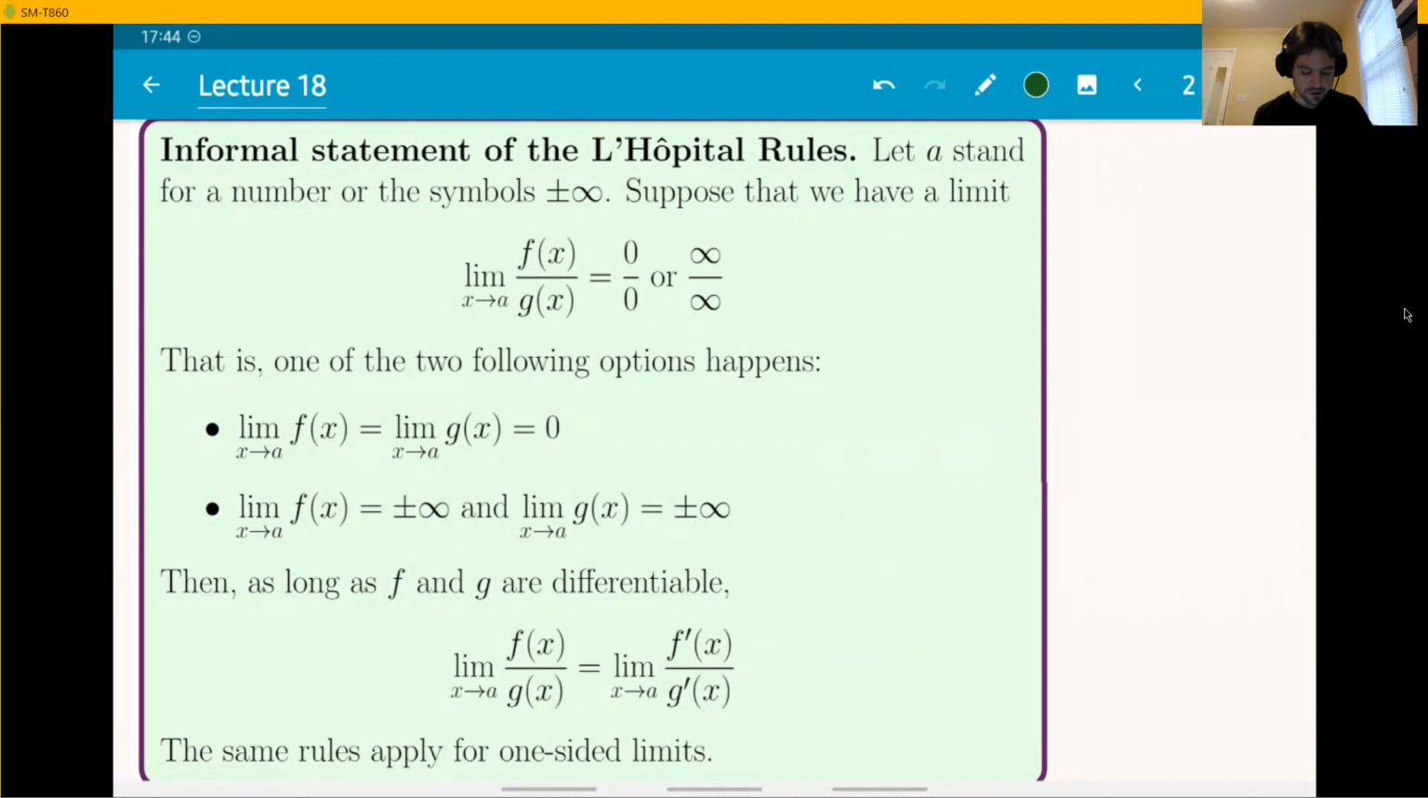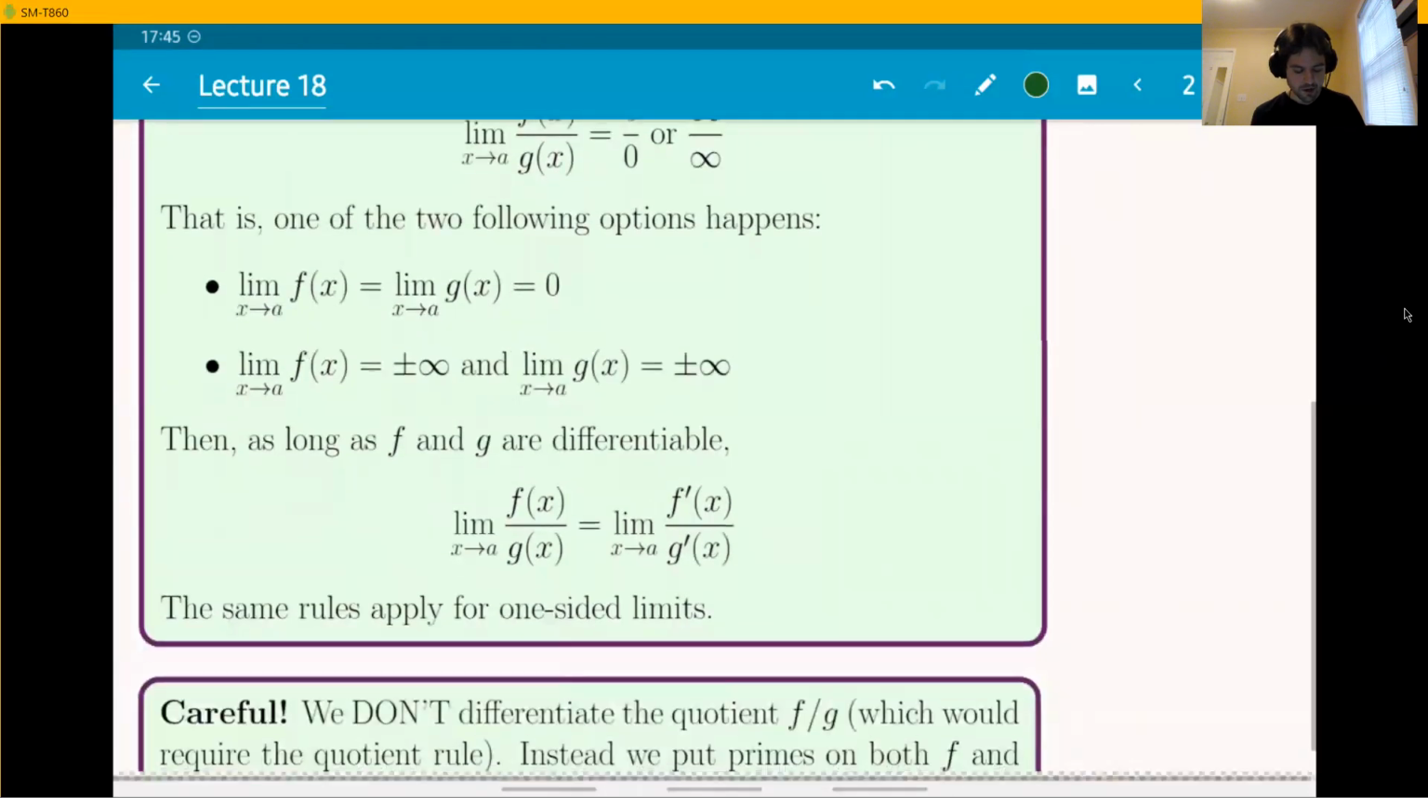As long as f and g are differentiable, you can find this limit by finding another one, which is f prime over g prime. That's the L'Hopital rule. And by the way, the same rules apply for one-sided limits. It doesn't have to be x going to a, it could be going from the left or from the right as well. So just be careful.